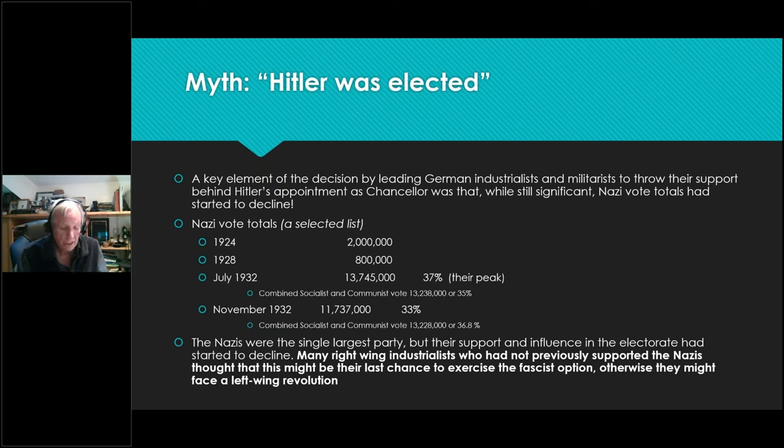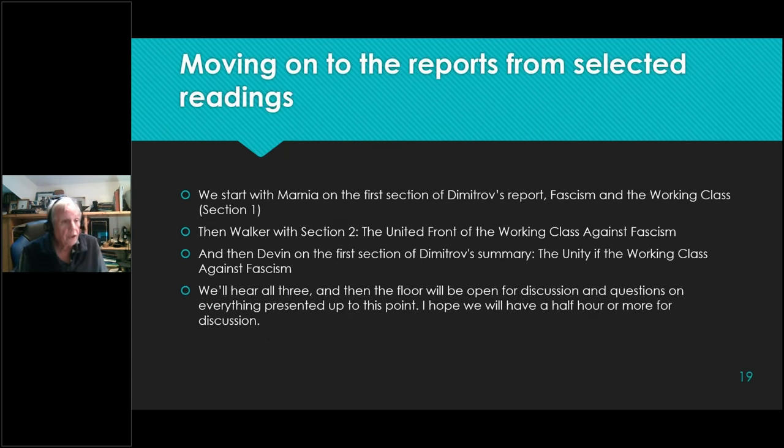position. So I'd like to now, you must be tired of hearing me talk, so I'd like to move to the three sections. Marnia is doing the first section of Dimitroff's report, Fascism and the Working Class. Then Walker with section two, The United Front of the Working Class Against Fascism. And then Devon on the first section of Dimitroff's summary, The Unity of the Working Class Against Fascism. So I propose that we hear all three.